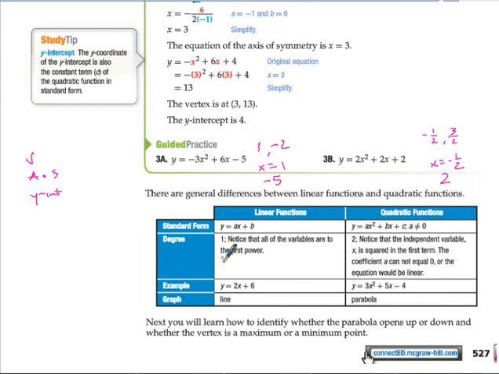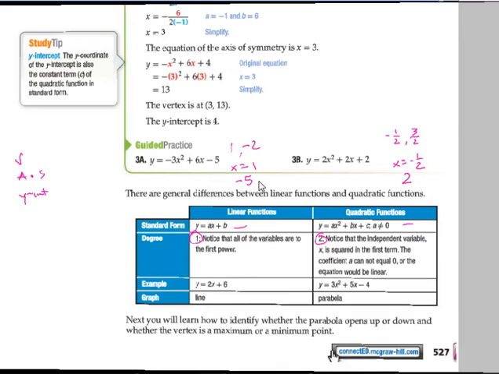Some basic things about the difference between lines and quadratics. Obviously, the standard form is different. The degree: these are 1, and then these are 2. Examples of both, and then what they look like.